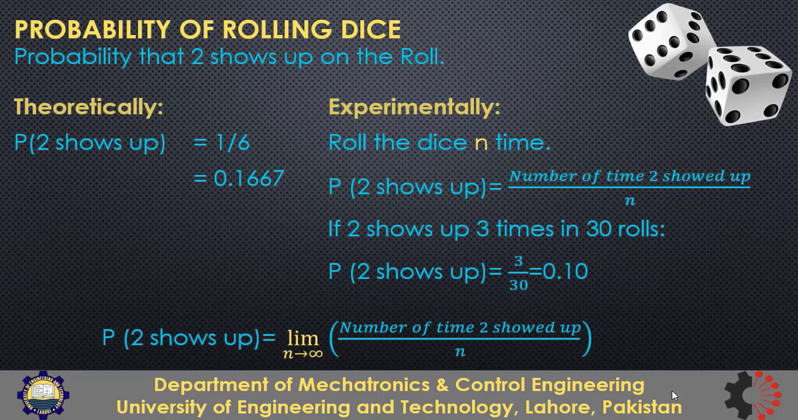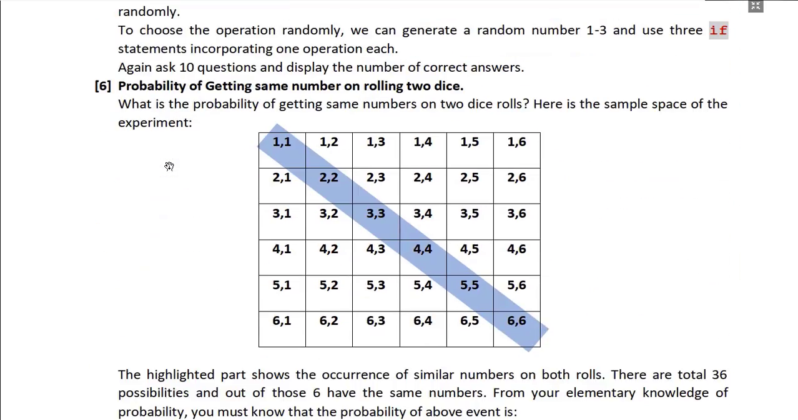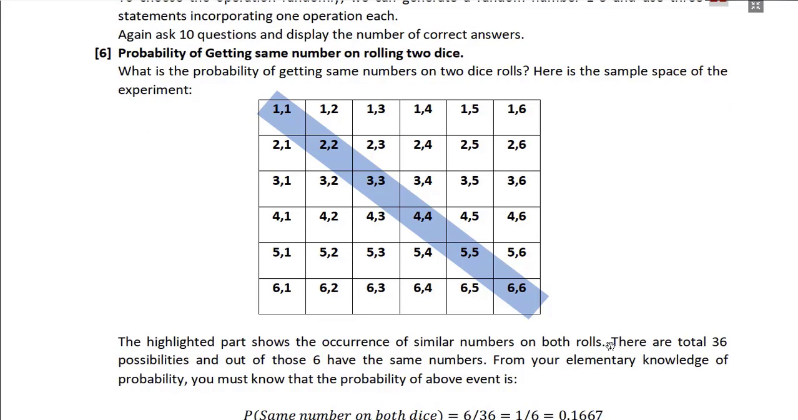Basically, there is one very important condition in the formula of this experimental calculation of the probability, and that is the limit as n approaches infinity, meaning that we have to repeat the experiment a number of times approaching infinity. So let's see this task where 2 dice are rolled, and this table shows the sample space of that roll. We have 6 possibilities for the first dice and 6 possibilities for the second dice, and overall there will be 6 times 6, which is 36 possibilities.